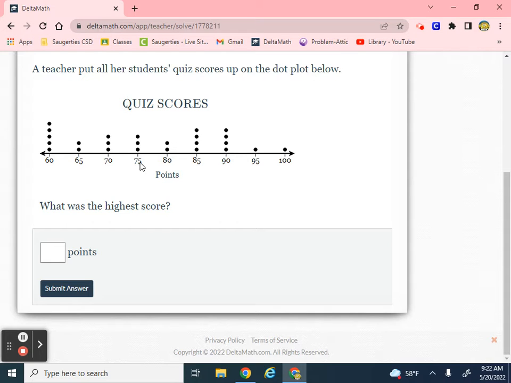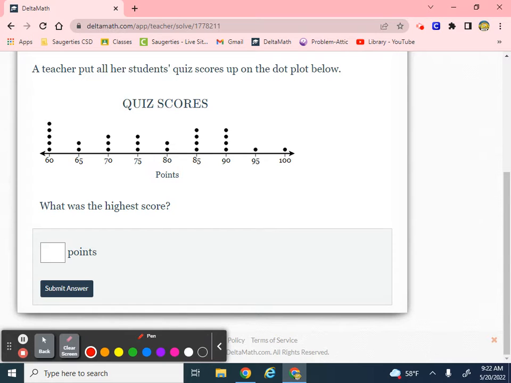Maximum. What's the highest? 100. The lowest is 60. Oh, you know what? Let's do, oh, good to see you. I'm not going to go to a different problem. We have the highest, the lowest.